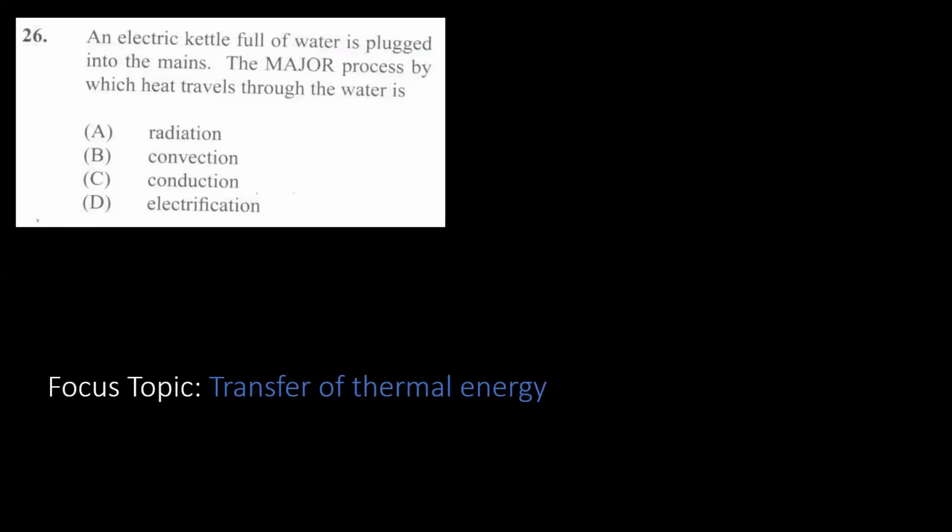All right, we're back to transfer of thermal energy again for question 26. An electric kettle full of water is plugged into the mains. The major process by which heat travels through the water is, and we have our options there. Now, in fluids, heat is mainly transferred by convection, and that's due to the whole process of convection currents being formed, and that's used to heat up the liquid in the kettle. So our answer is B.